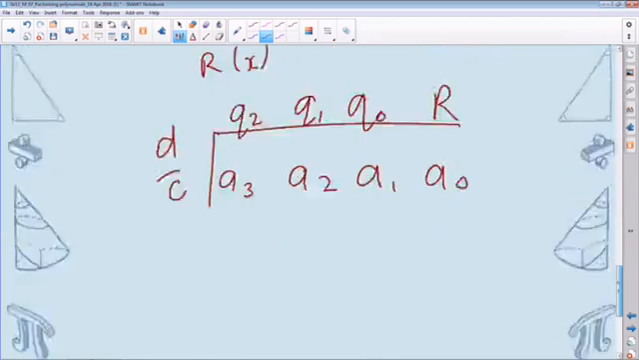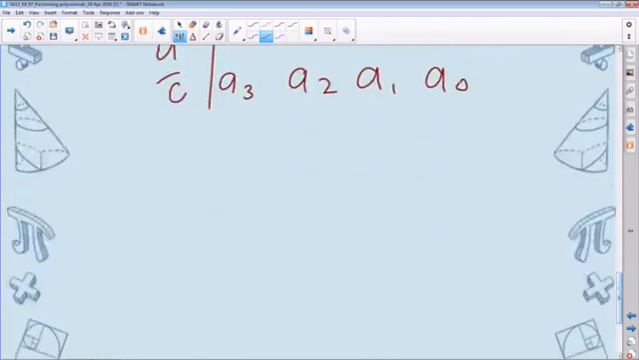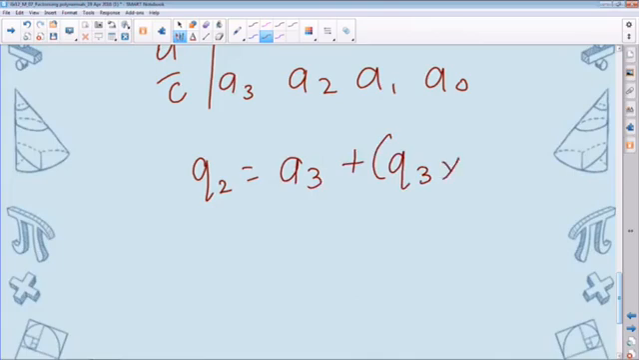All right? So we determined the quotients. I'm not going to do them for all, but q2 will be equal to the coefficient a3, plus q3 times d over c. Now, when you're dealing with a cubic polynomial, your q3 is always 0, okay? So therefore, your q2 will always be a3 when you're dealing with a cubic polynomial.